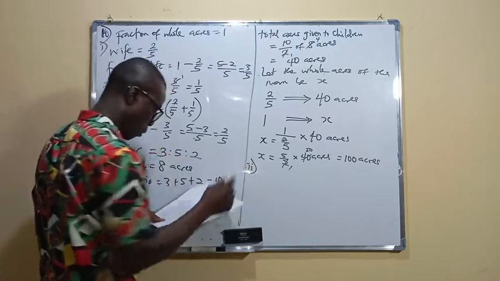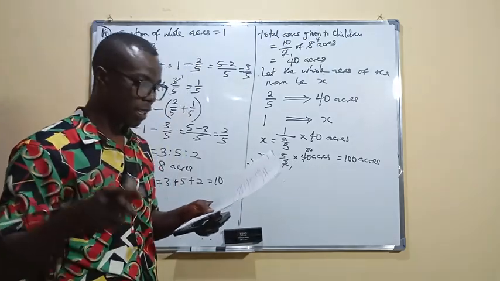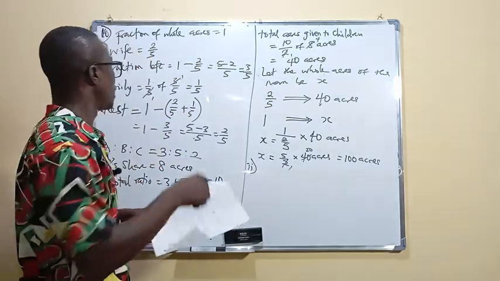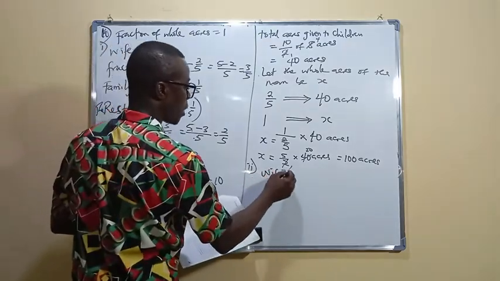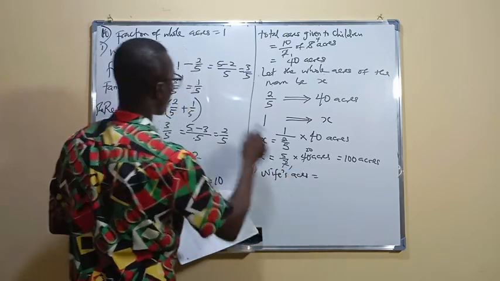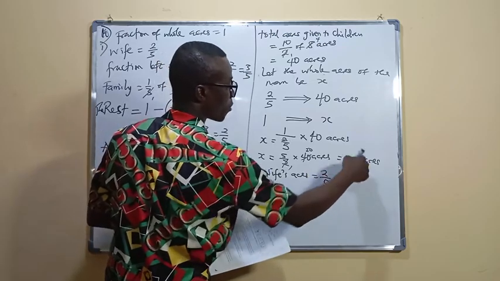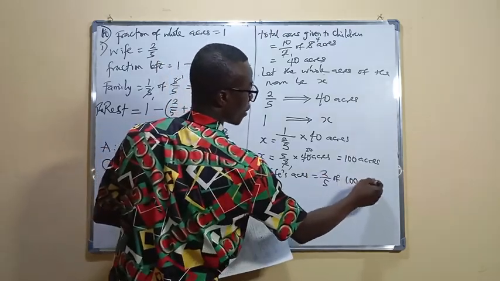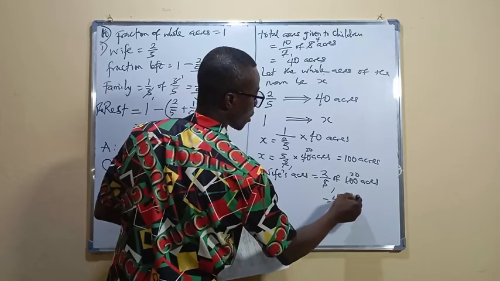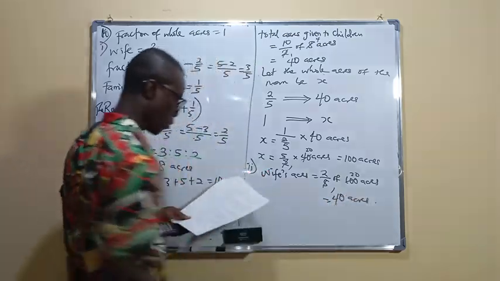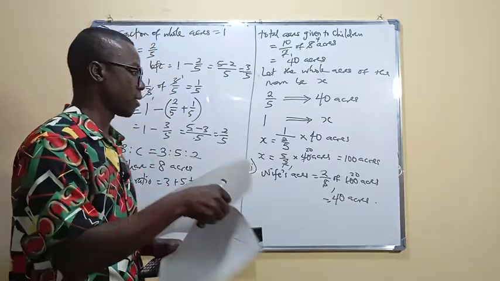The second part of the question says we should calculate the number of acres the wife received. Now, what is the fraction the wife received? So, wife's acres. She received 2 over 5. 2 over 5 of what? Of the total acres, which is 100 acres. So 5 into 5 is 1, 5 into 100 is 20, and that gives us 40 acres. So that ends the solution for that.